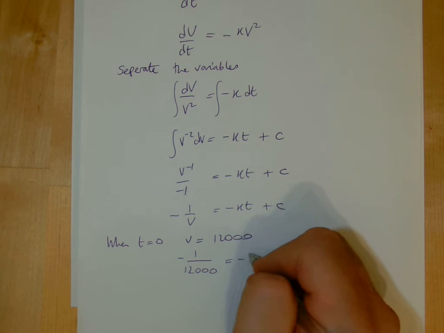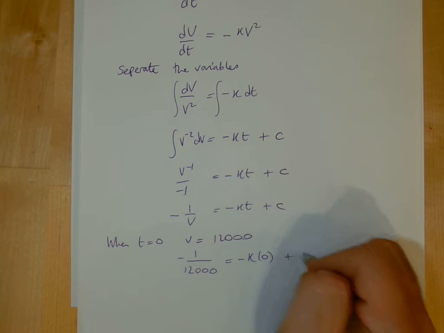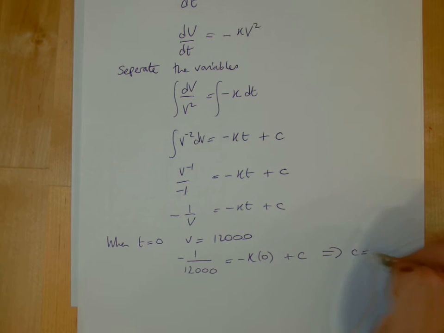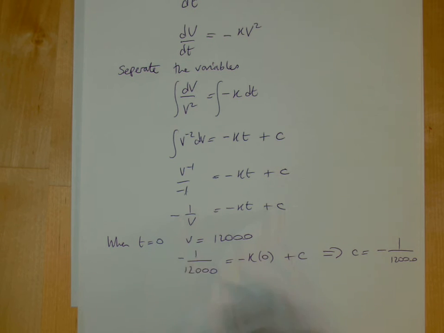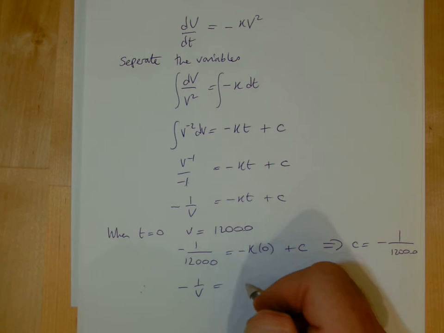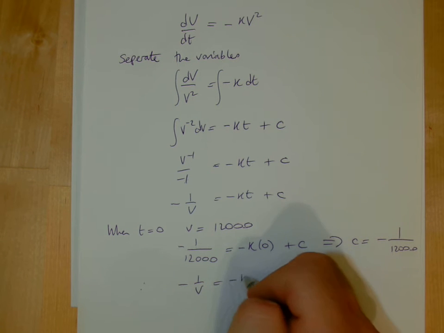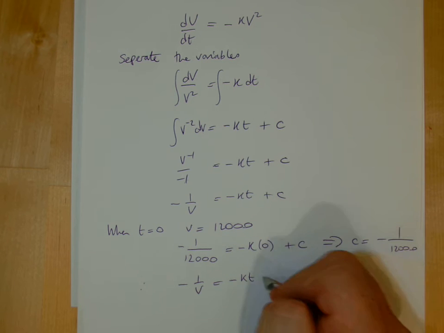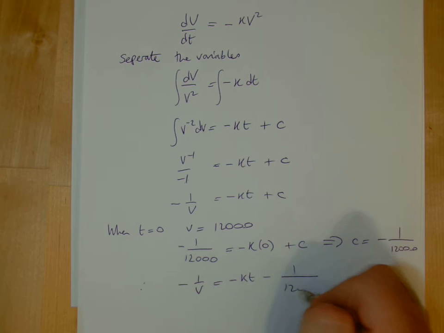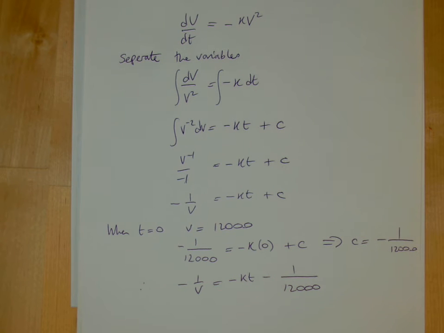Now t is 0, so that means the k will go times by 0. So c will equal minus 1 over 12,000. So put it back in here. We say, therefore, minus 1 over v is equal to minus kt, and then minus 1 over 12,000. And there is our expression so far.